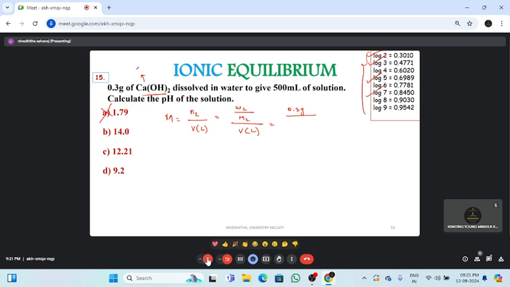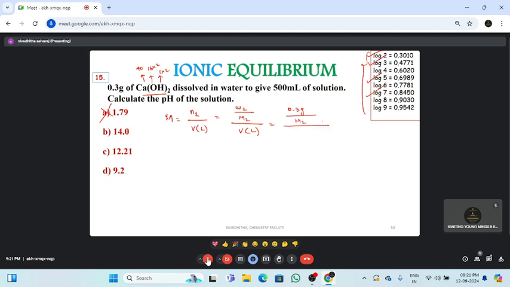40, ma'am. Atomic weight of oxygen is? 16 into 2, it is 32. Very good. Hydrogen, it is 1, and we have 2 times of hydrogen, so 1 into 2. So please calculate the value of calcium hydroxide and substitute in place of M2.